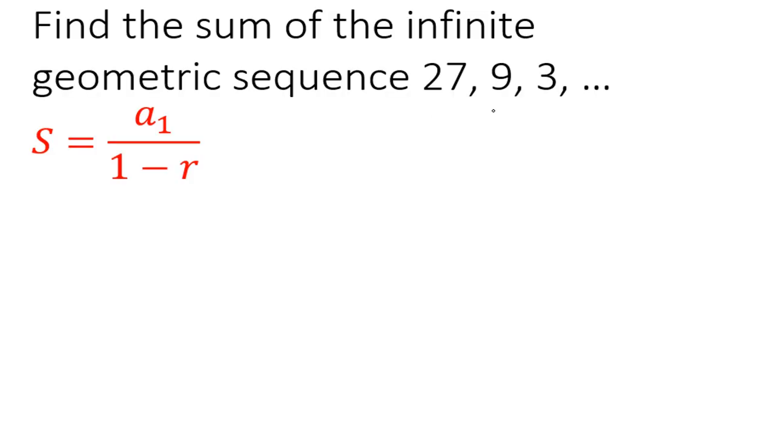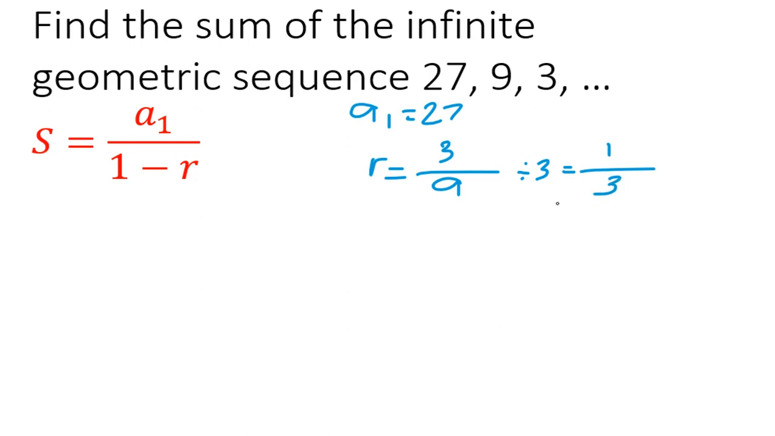For example, find the sum of the infinite geometric sequence 27, 9, 3, and so on. So, ano yung first term natin? First term is 27. How about yung common ratio? Kumuha tayong dalawang numbers, 3/9. Sa 3/9, i-lowest term natin, divide natin sa 3, both numerator and denominator. 3 divided by 3, 1. 9 divided by 3, 3. So, ang common ratio natin ay 1/3.